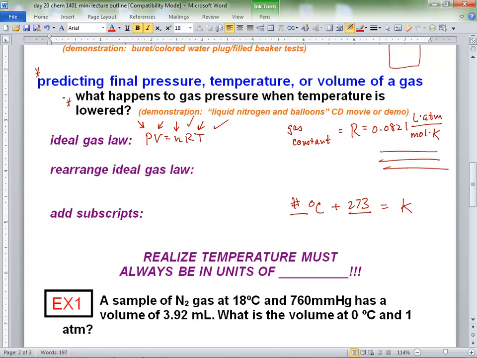In R, we used all the units but one. It's the moles. Little n has to be the moles, the amount of the gas. That's what little n is, the amount of the gas, and it has to be in moles.